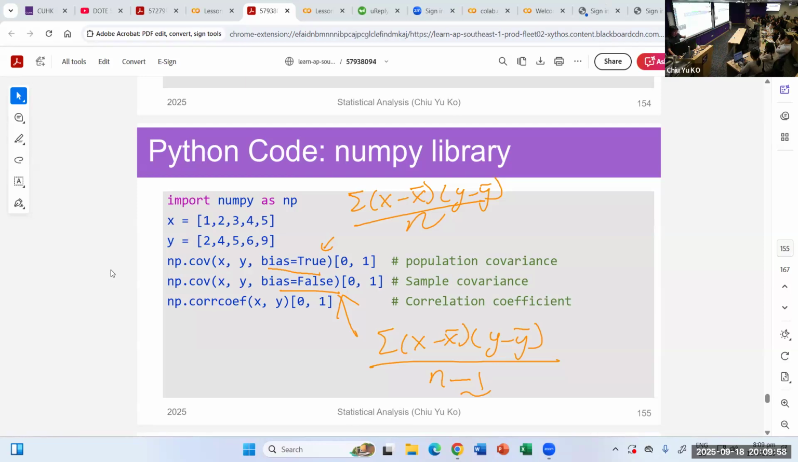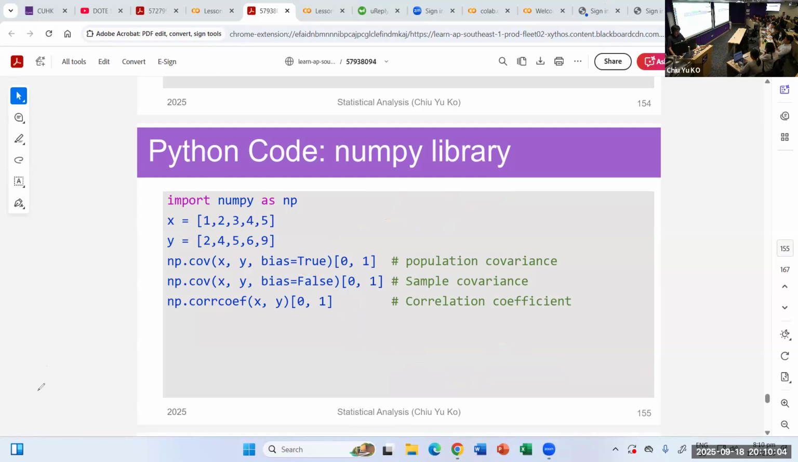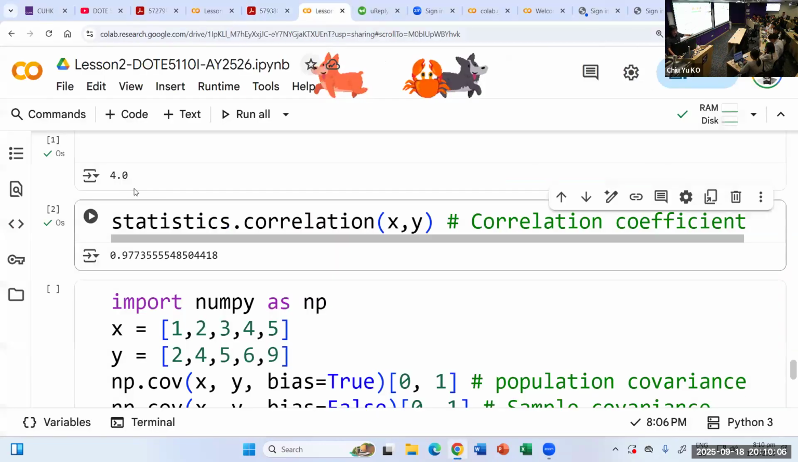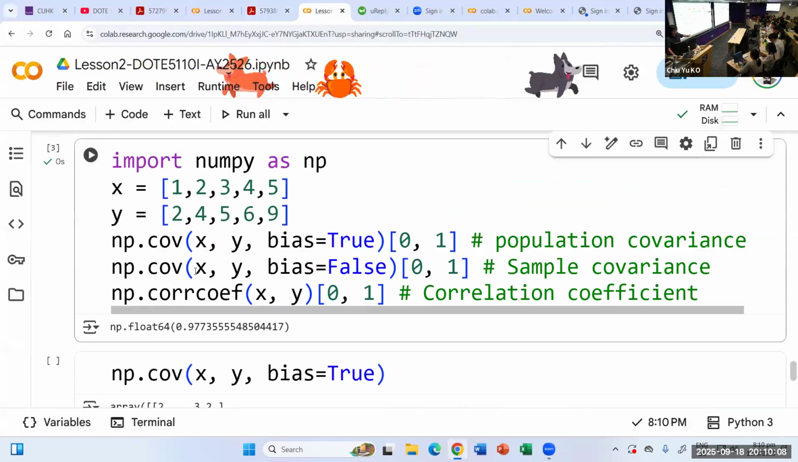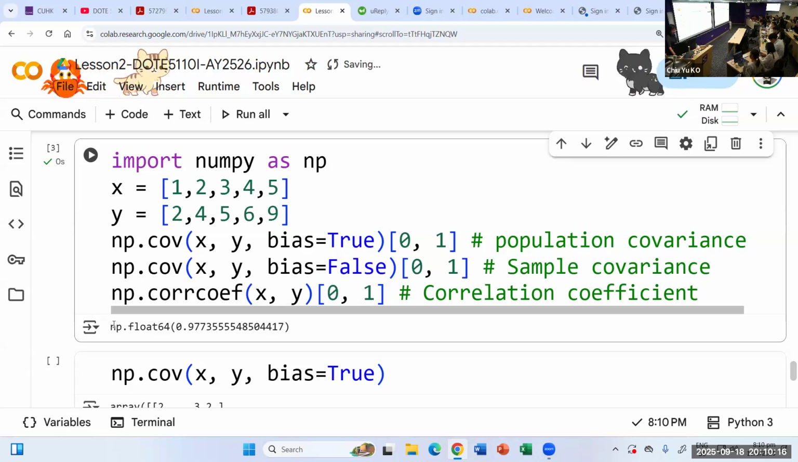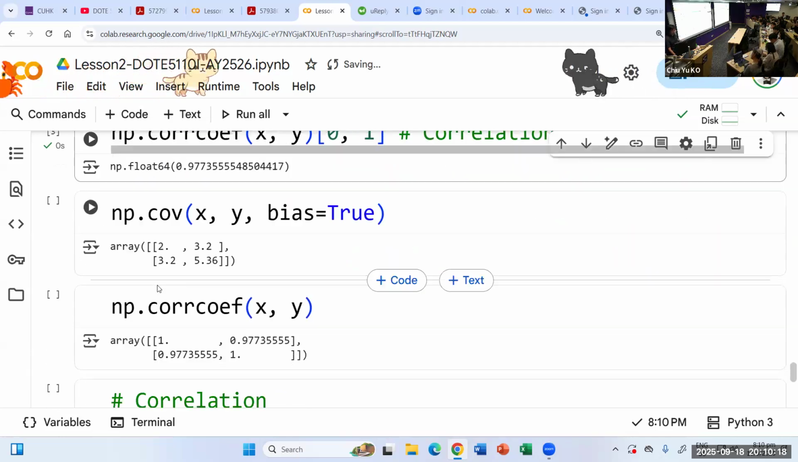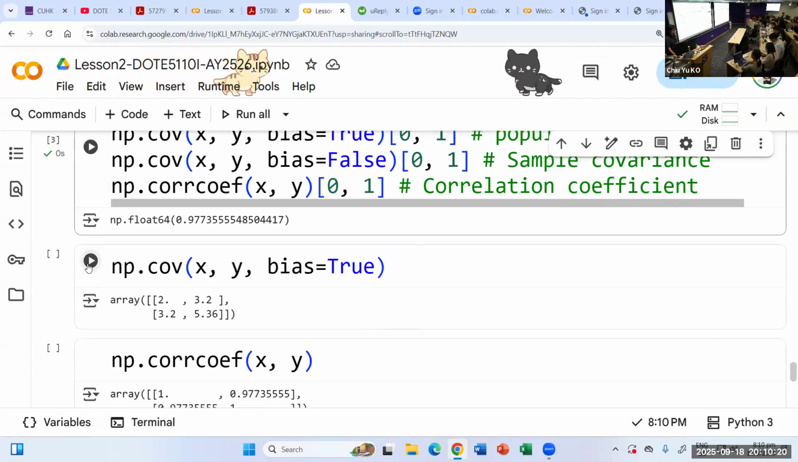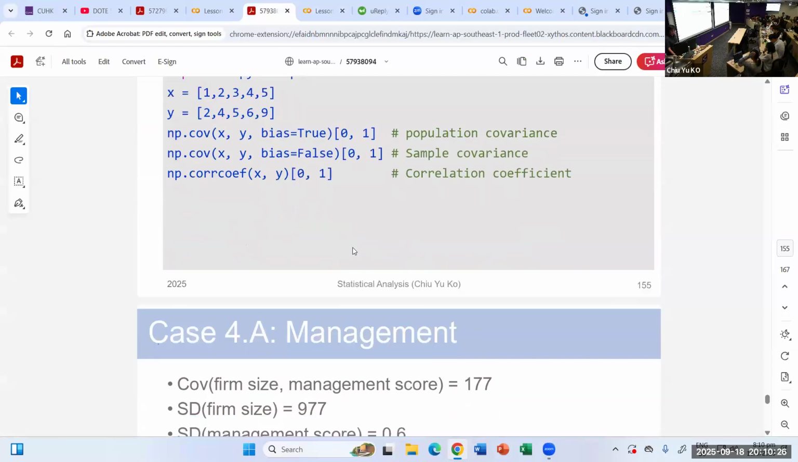In the reply, they told me to run the code. It doesn't ask me to type the code, so I just run the code. I'm not going to type it out. So I just run this, and it gives me the correlation coefficient of 0.977, right? And I can ask for the covariance as well. I guess this will be fine.